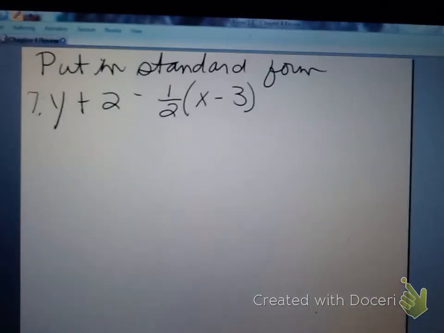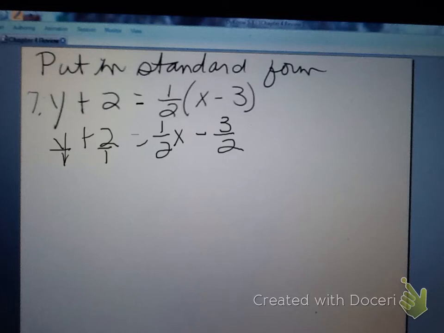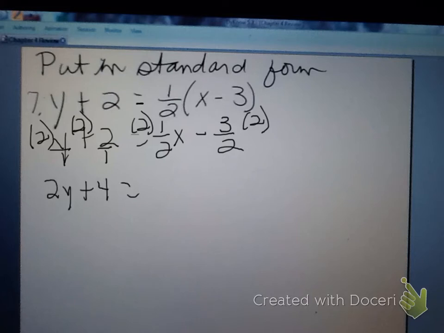Let's try another one. Oh, that should say equals right there. So I'm going to do the distributive property, and I get minus 3/2. I'm going to clear my fractions by putting this over 1 and this over 1, and I'm going to multiply everything by 2. So that's 2y plus 4 is equal to 1x minus 3.